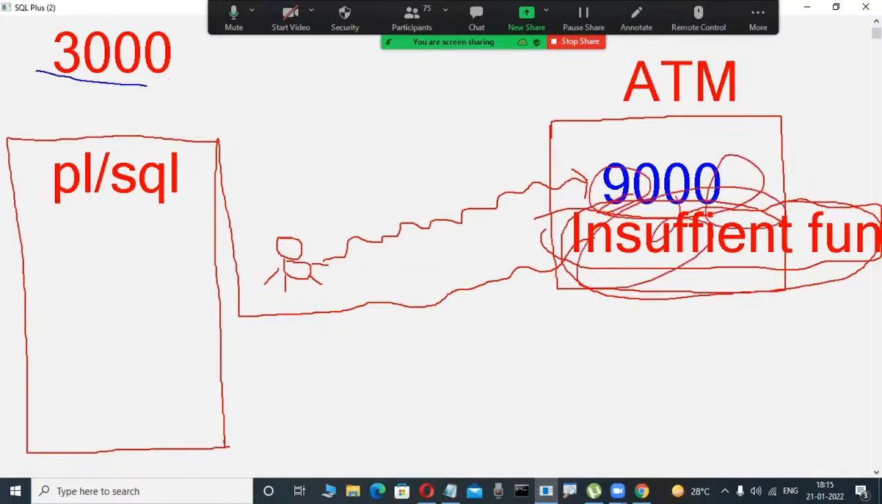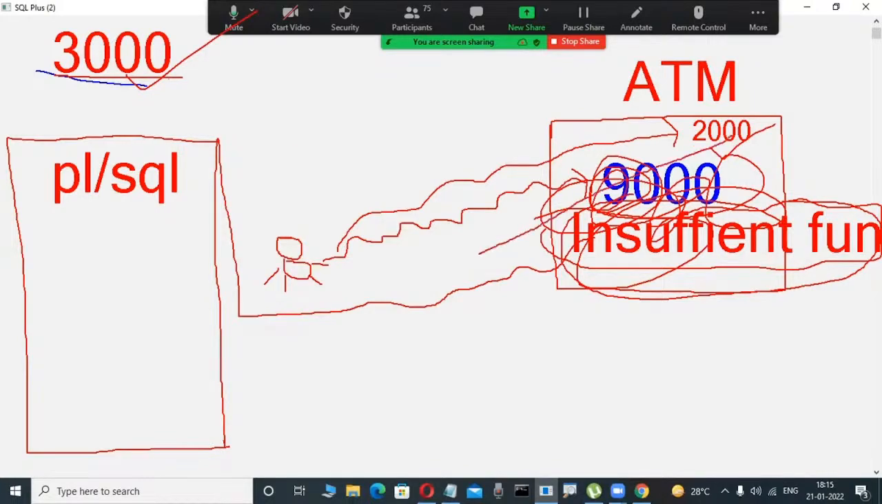Another scenario. For example, my balance is 3,000. Suppose I insert an ATM card and try to withdraw 2,000 rupees. This is possible. Why? Because my balance is 3,000, and 2,000 is less than 3,000. That's why this withdrawal is possible in this example.